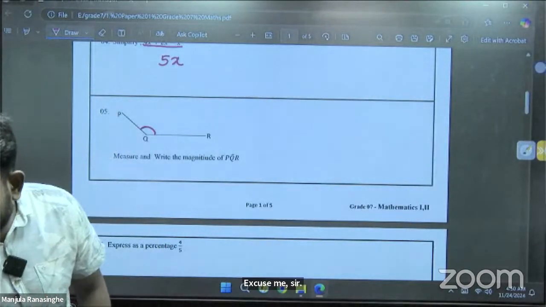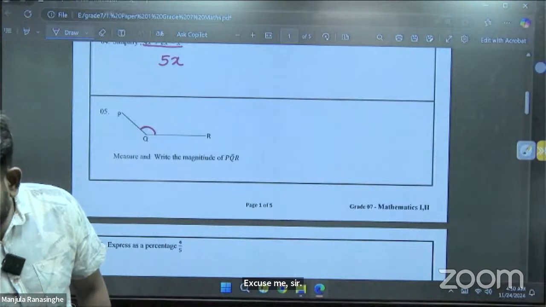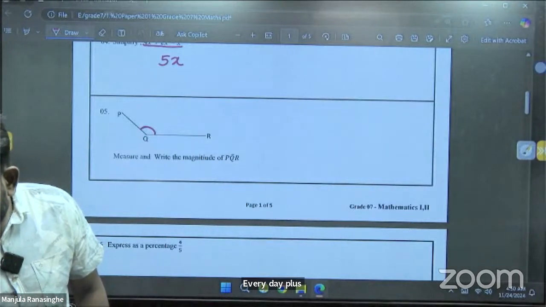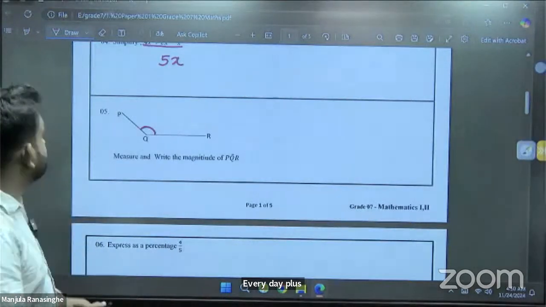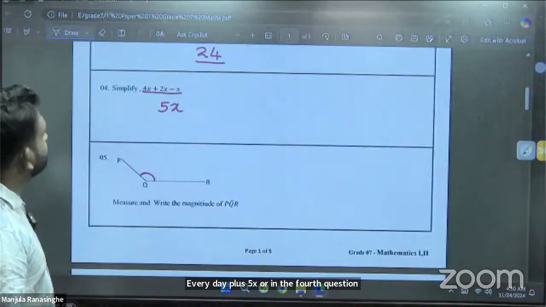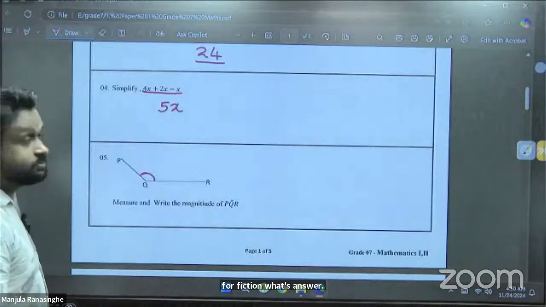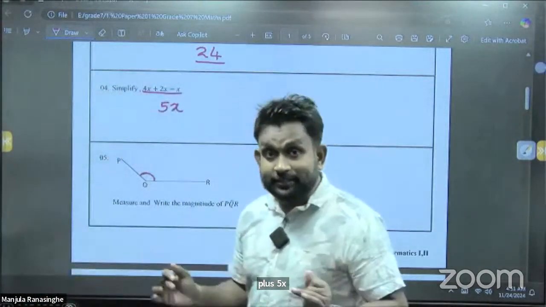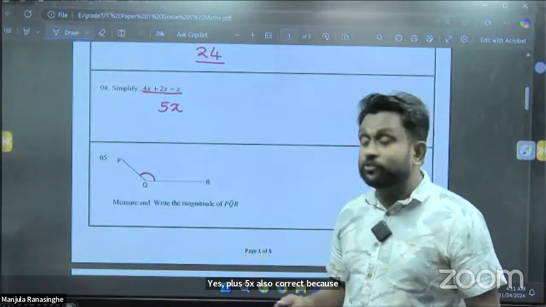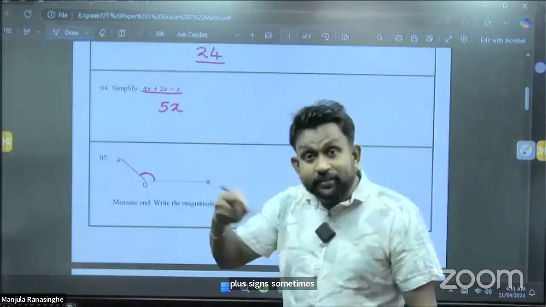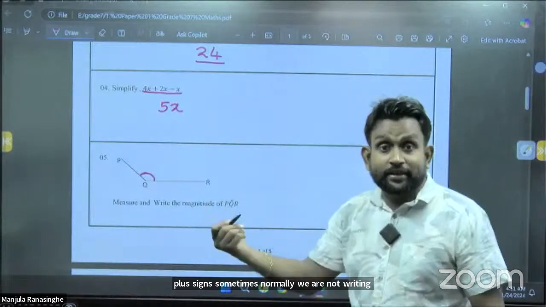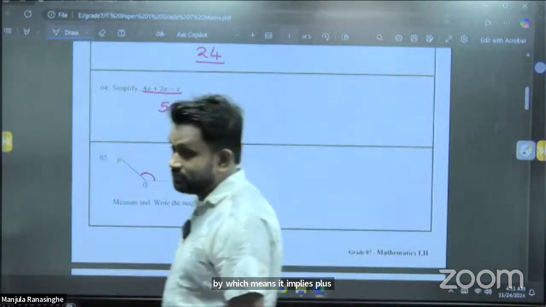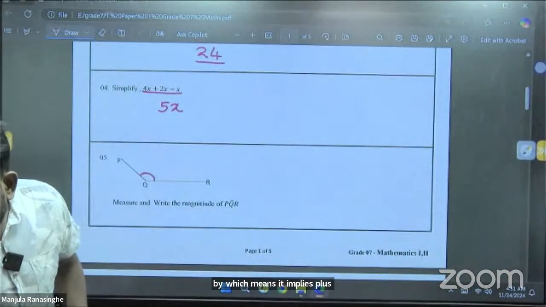Can we take plus 5x in the fourth question? Fourth question, what is the answer? Plus 5x. Yes, plus 5x is also correct, because we normally do not write plus signs. 5x means plus 5x, yes, that is okay.